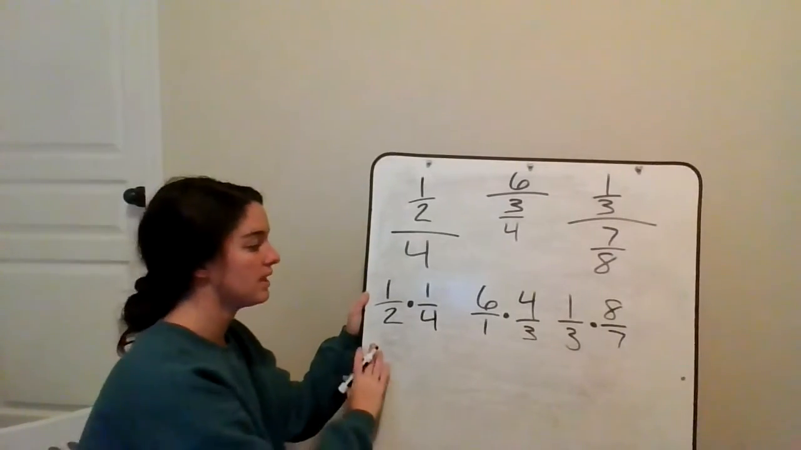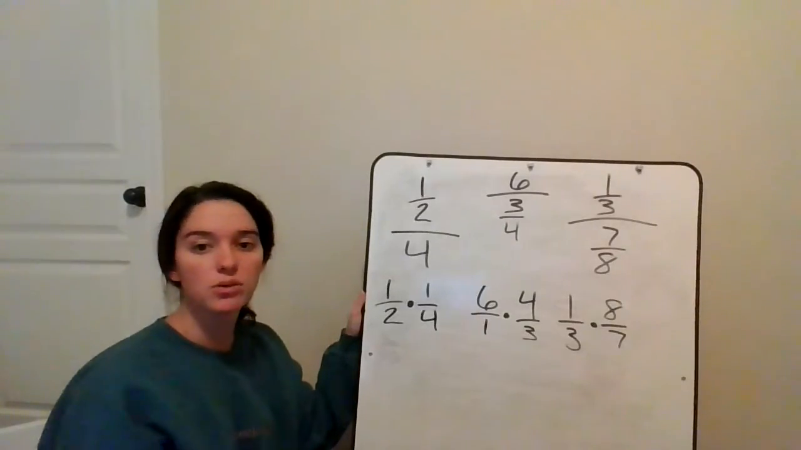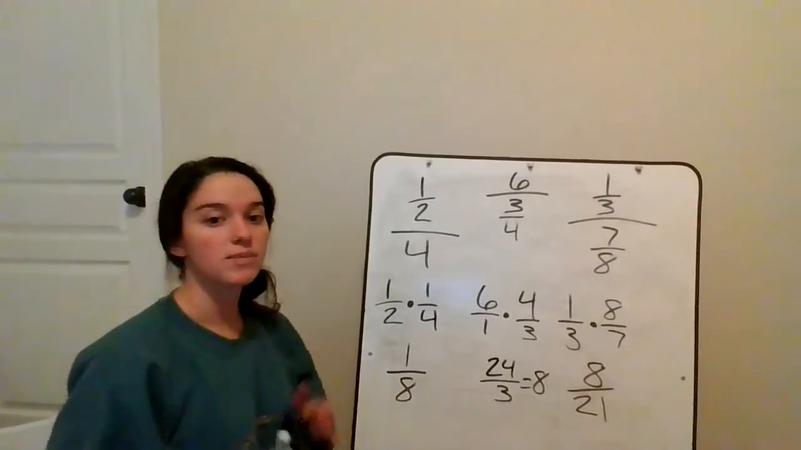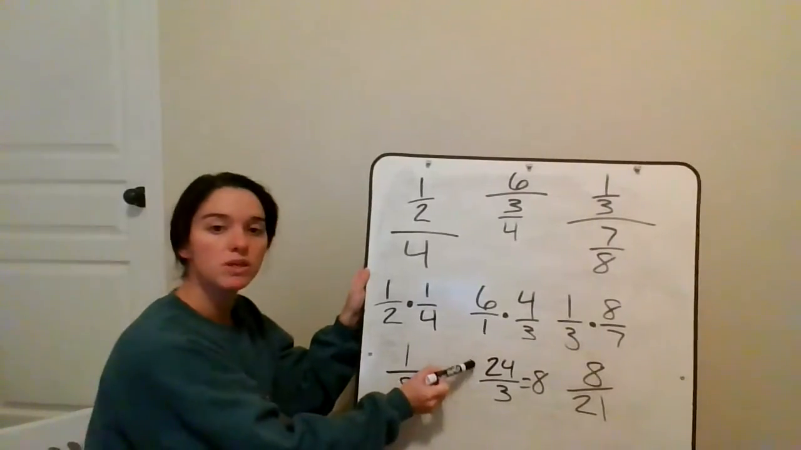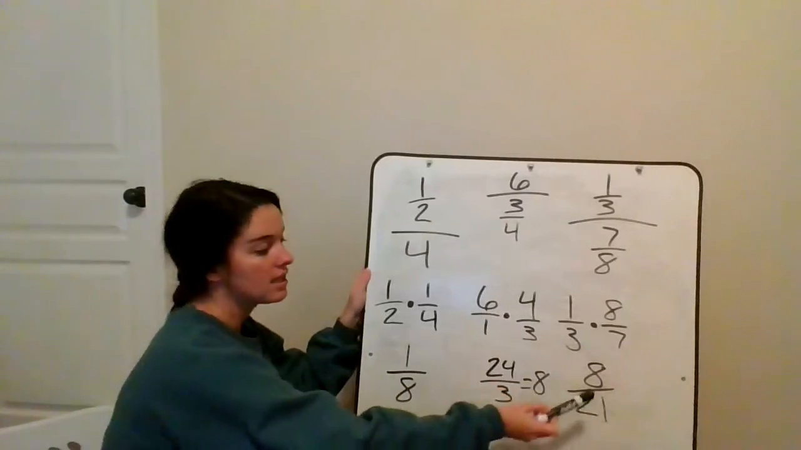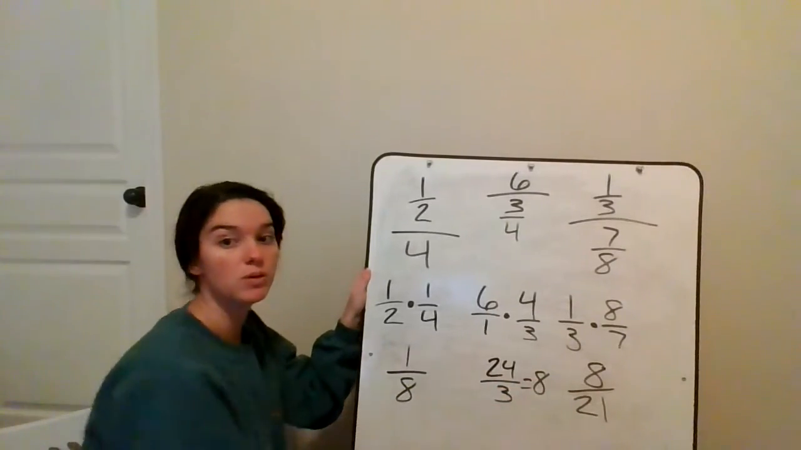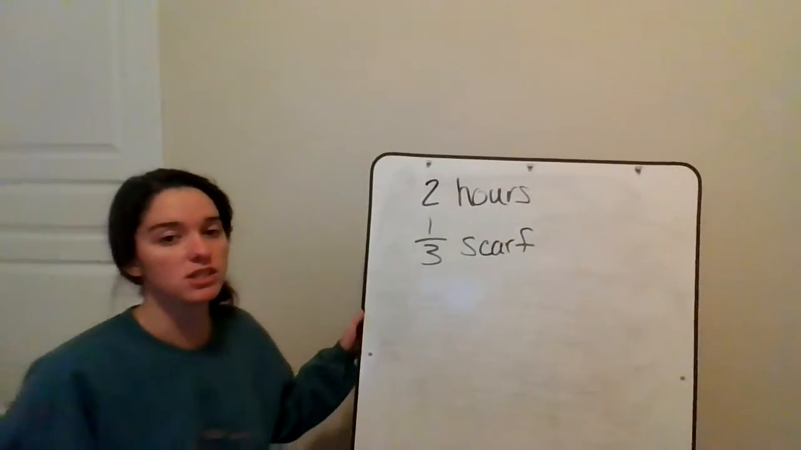As you can see, I went ahead and changed mine into multiplication instead of division, but you have a calculator. Use it. All right, so my answers for the first one, 1/8. Second one, 24/3. I need to convert that into a whole number, which is 8. Then you have number 3, 8/21. Do we have any questions? All right, since there were no questions, let's move on.